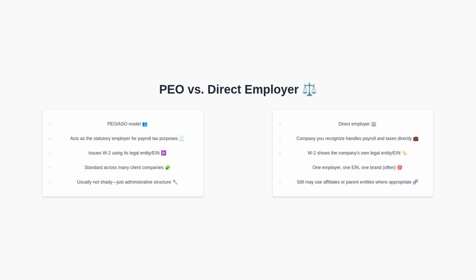Then, let's compare PEOs to direct employers. In a PEO or administrative services model, the PEO acts as the statutory employer for payroll taxes and thus issues the W-2 with its legal entity name and EIN. This is standard and not inherently suspicious. In contrast, with a direct employer, the company you recognize handles payroll itself, and the W-2 will typically list that company's legal entity and EIN. Even in direct models, there may be parent or affiliate entities that appear depending on corporate structure. Understanding this distinction helps explain why a seemingly unfamiliar name can appear on a W-2 without indicating fraud.